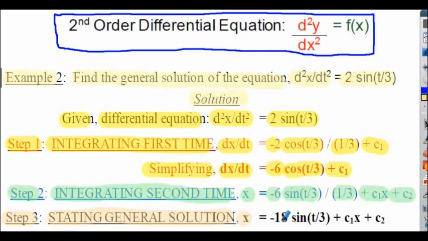And step 3, just tidying up for the final general solution. We get x is equal to, and again dividing by a third on the previous line is like multiplying by 3, so 3 times -6 is -18. So we get -18 multiplied by the sine of t divided by 3 plus c1x plus c2 as our final solution for example 2.